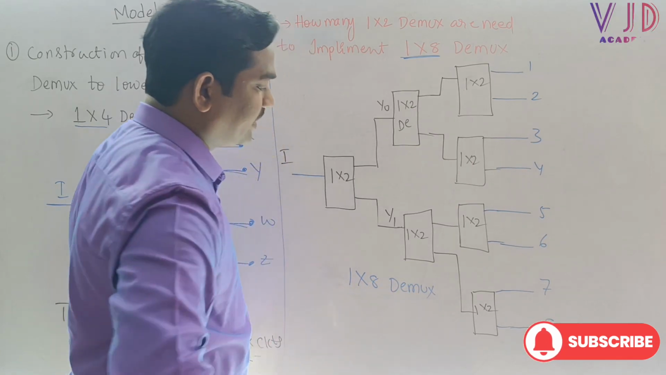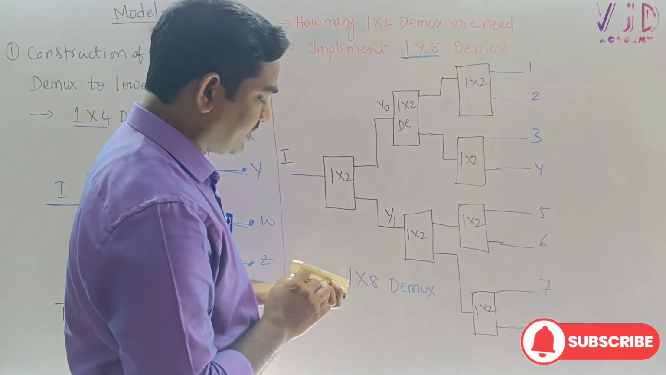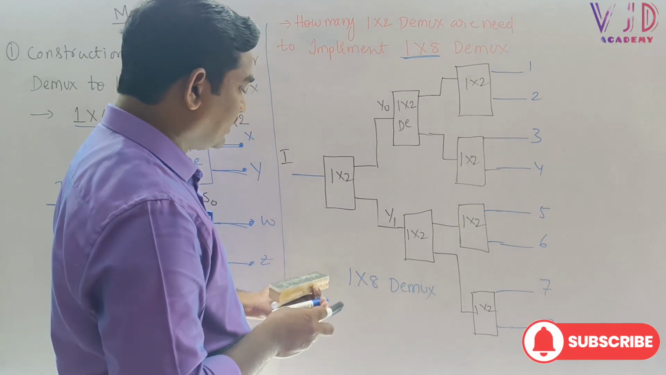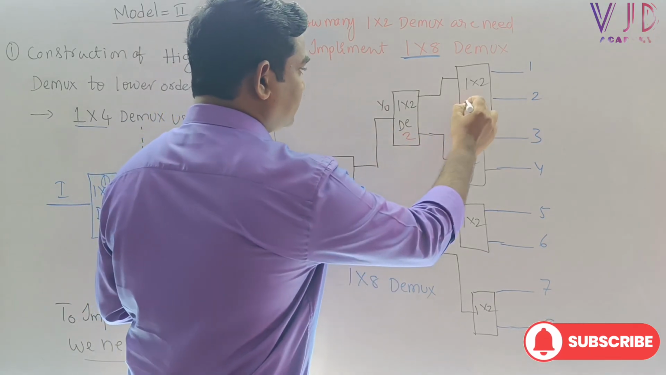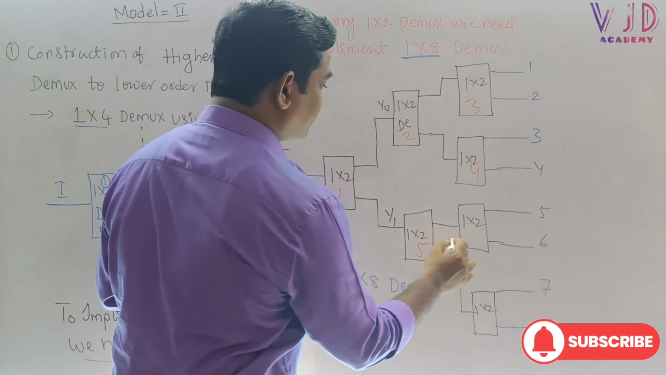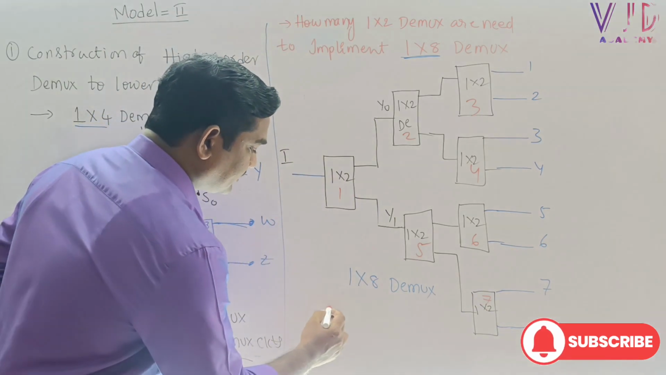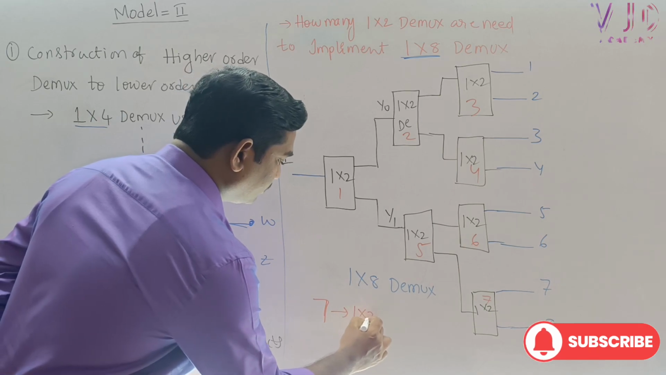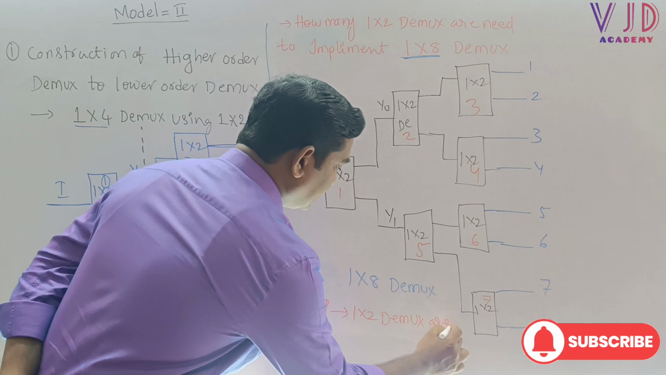Sir, can you please tell me how many 1 into 2 DMUX circuits are needed to implement this 1 into 8? Let me count it here. Sir, this is 1 and 2, 3, 4, 5, 6, 7. In total we need 7, 1 to 2 DMUXs.